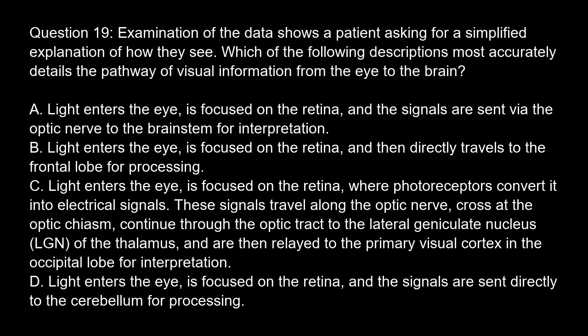Option B. Light enters the eye, is focused on the retina, and then directly travels to the frontal lobe for processing. Option C. Light enters the eye, is focused on the retina, where photoreceptors convert it into electrical signals. These signals travel along the optic nerve, cross at the optic chiasm, continue through the optic tract to the lateral geniculate nucleus, LGN, of the thalamus, and are then relayed to the primary visual cortex in the occipital lobe for interpretation. Option D. Light enters the eye, is focused on the retina, and the signals are sent directly to the cerebellum for processing.